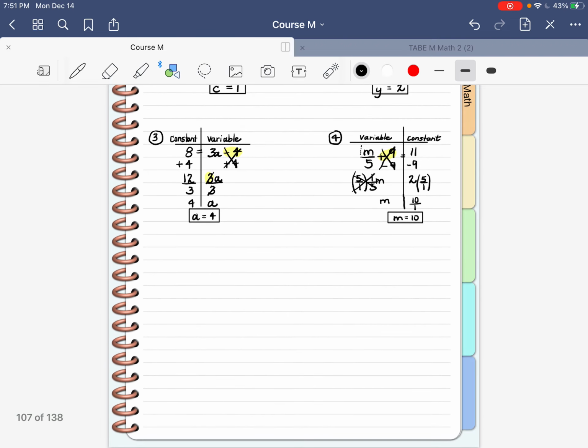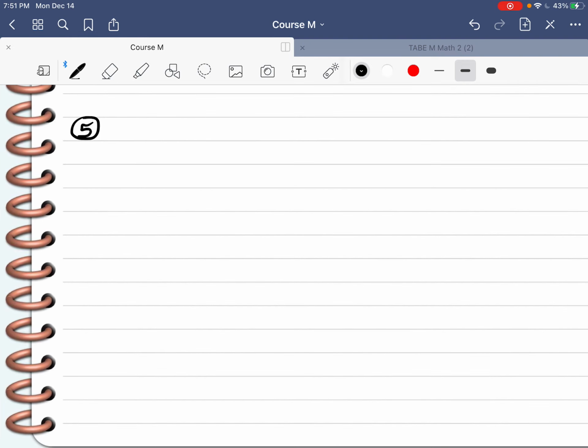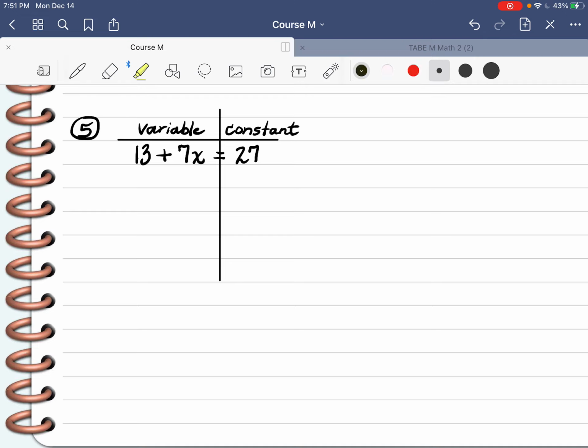Number 5. Where'd he go? There it is. 13 plus 7x equals 27. I know this one looks a little different, but the processes do not change. The x is the variable, so it's on the left. The constant is on the right. And that 13 needs to move.